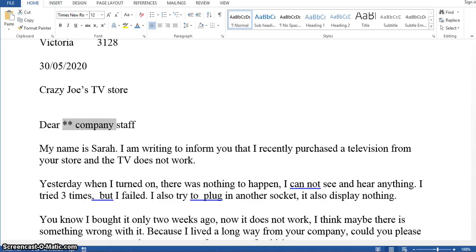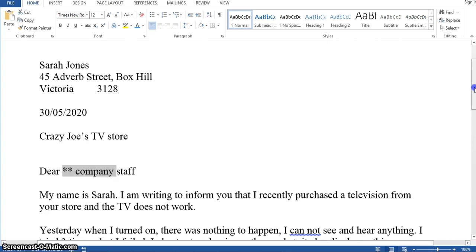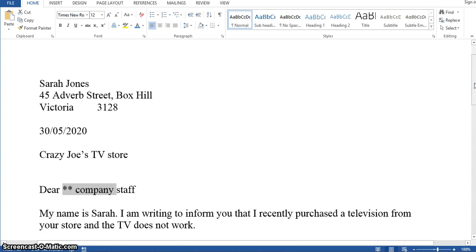Alrighty then, let's look at some more writing. This time we're going to be looking at my students' very first attempt at writing a complaint letter, a letter of complaint. So my student, who we shall be calling Sarah, has done the right thing. She has put in her contact details, her name and address. She has put in the date that she's writing the letter, and she has also put in the name of the company that she is complaining to.